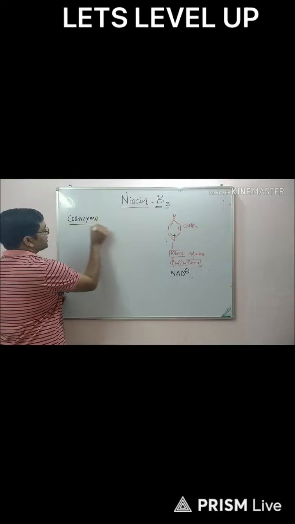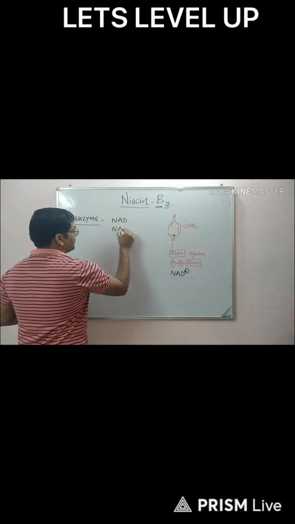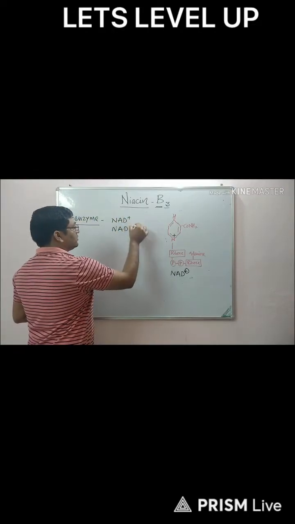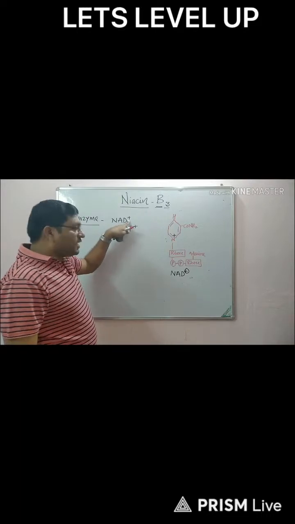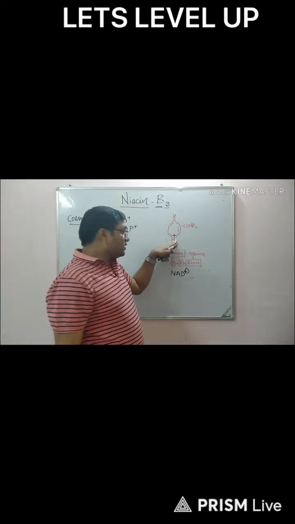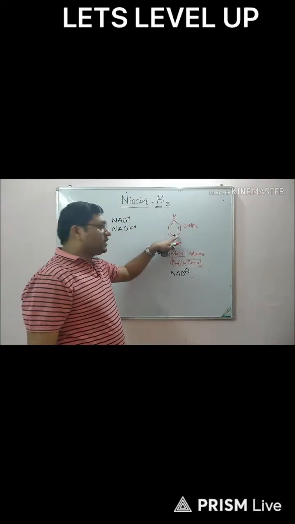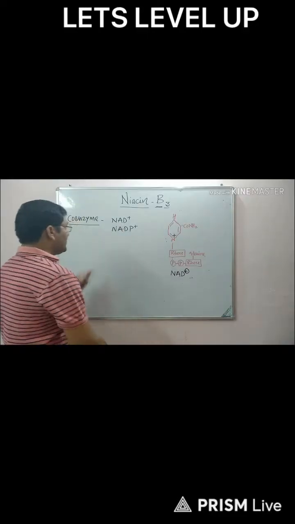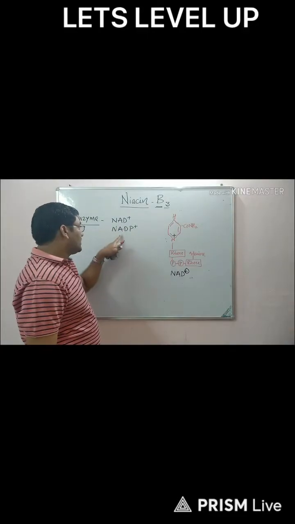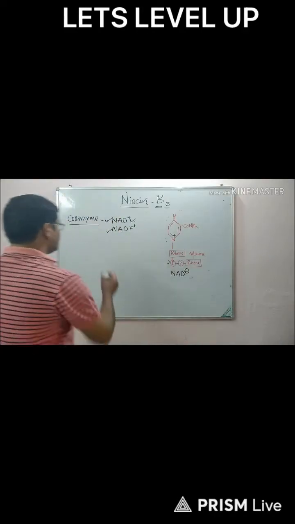Now coming to the active form or coenzyme form of niacin, the two important coenzymes of niacin are NAD and NADP. These are the two important coenzymes of niacin or nicotinic acid. It is always written as NAD plus because the nitrogen in the structure of NAD is in the quaternary state. Due to this, it is represented as plus. The long form of NAD is nicotinamide adenine dinucleotide, and when the phosphate is added, it is known as nicotinamide adenine dinucleotide phosphate.